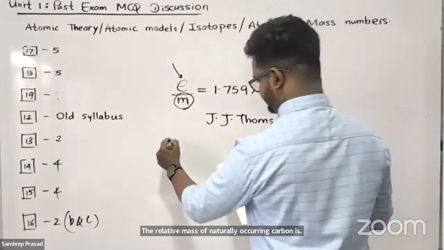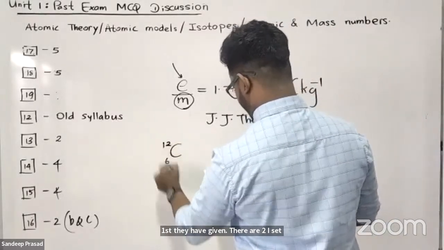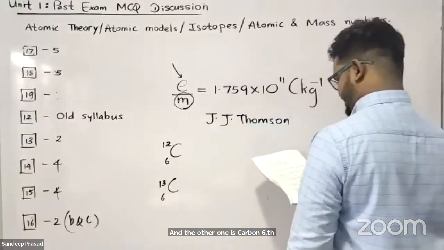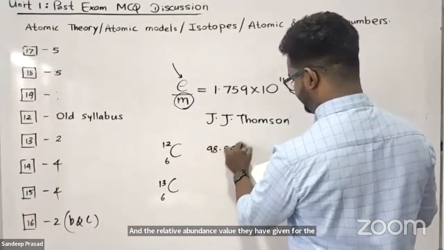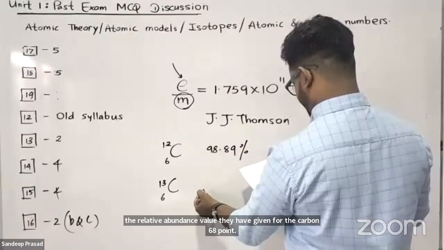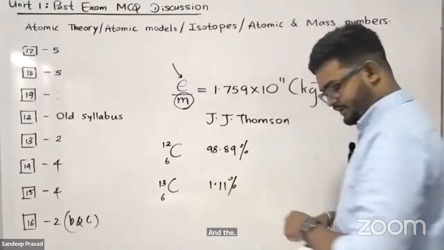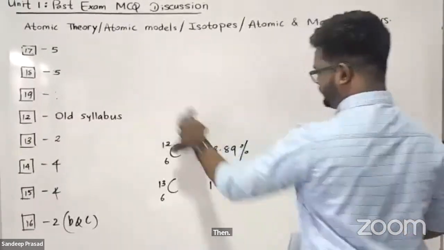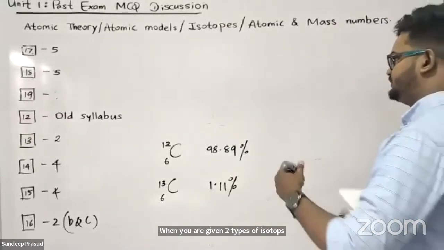First, they have given there are two isotopes of carbon, carbon-12 and the other one carbon-13. And the relative abundance value they have given for carbon-12 is 98.89%, and the relative abundance value for this one is 1.11. Then we know how to calculate the average relative atomic mass. When you are given two types of isotopes, you can easily count that one.